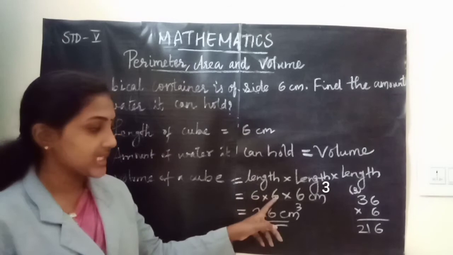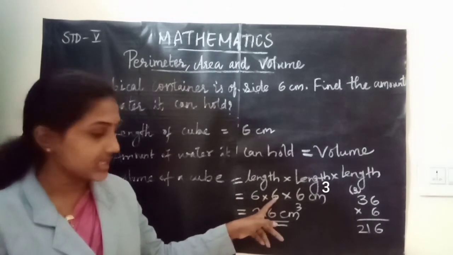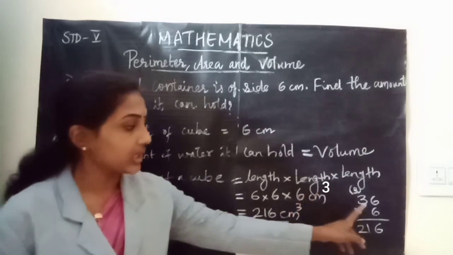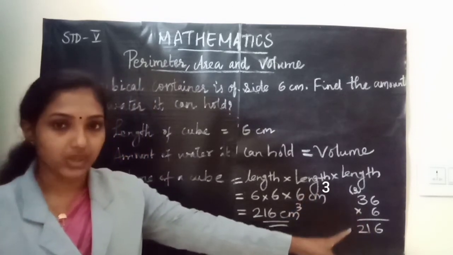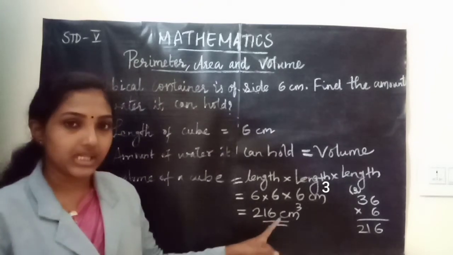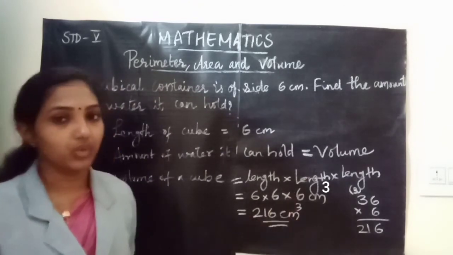First we will multiply 6 into 6 and we'll get a product of 36, and to that 36 we'll multiply the next 6. So 36 into 6 we'll get the answer as 216. So here volume of this cube is 216 centimeter cube. Okay.